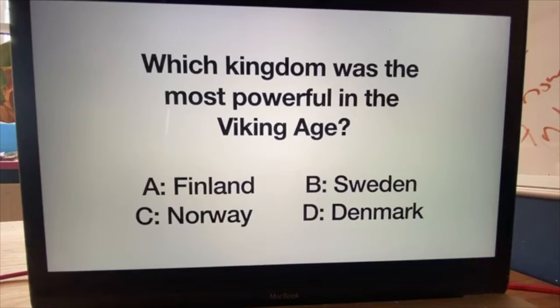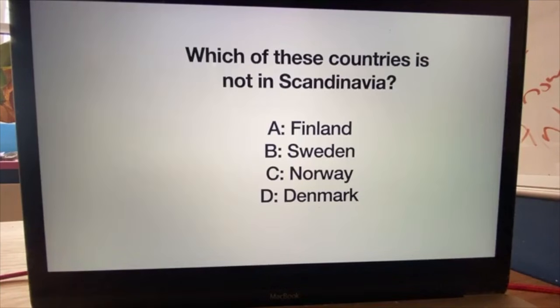Which kingdom was the most powerful in the Viking Age? It was Denmark. The Danes kind of ruled the roost because they were just in the best position to control all the trading. Which of these countries is not in Scandinavia? It's a Nordic country, but it's not in Scandinavia. Confusingly, a lot of people in this country do speak Scandinavian languages.